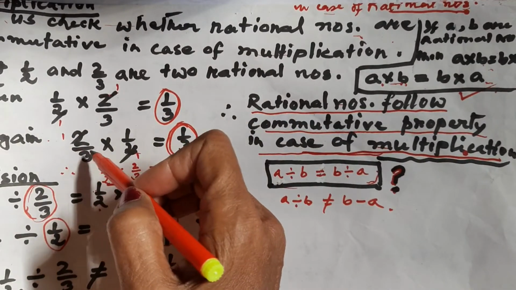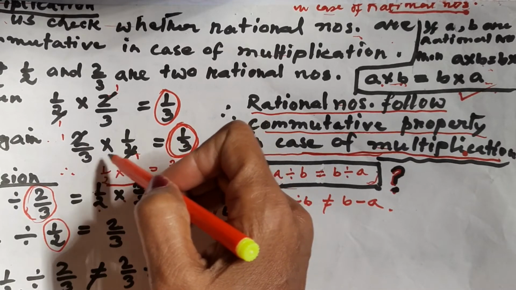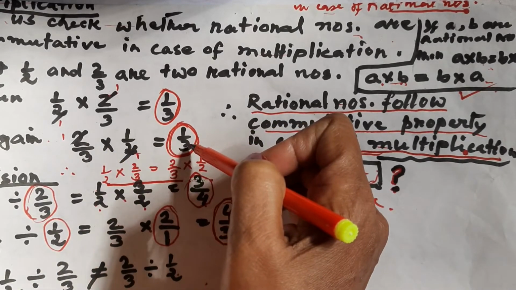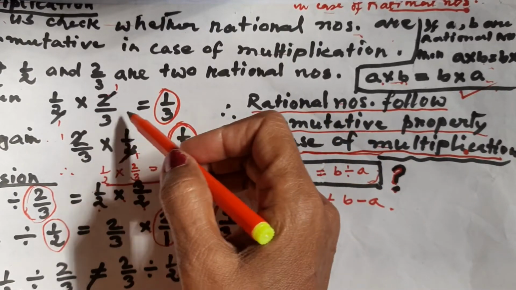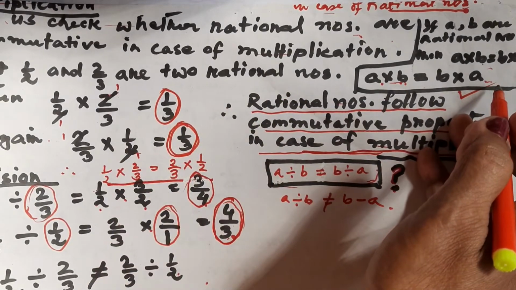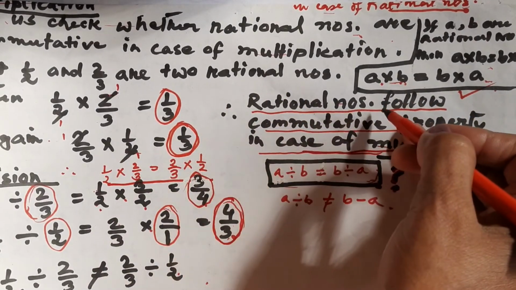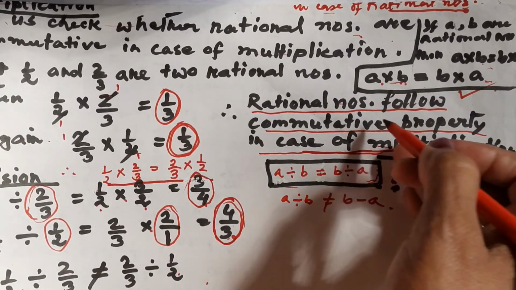Again, b into a will be 2 by 3 into half. So the 2s will cancel each other and it will be 1 by 3. Therefore, we find that both the results are the same, that is, a into b equals b into a. Therefore, rational numbers follow the commutative property in the case of multiplication.